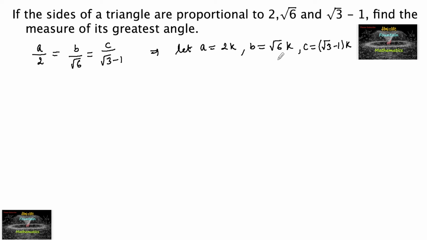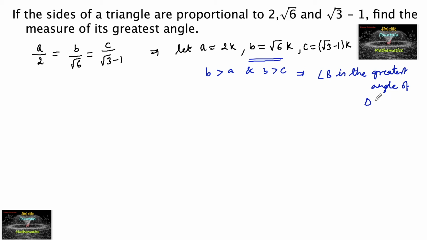So clearly we can say that b, which is root 6 times k, is greater than the remaining. So b is greater than a and b is greater than c, which implies that angle B will be the greatest. The angle which is opposite to the greatest side will be the greatest angle. So angle B is the greatest angle of triangle ABC. So let's find cos B.